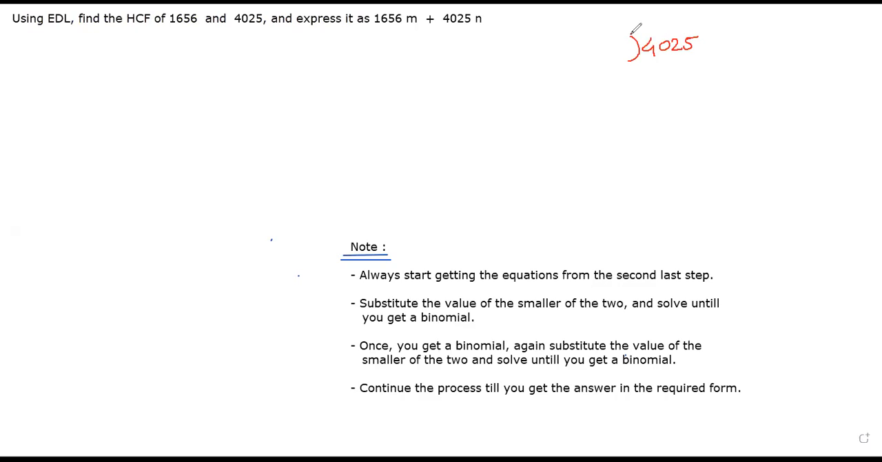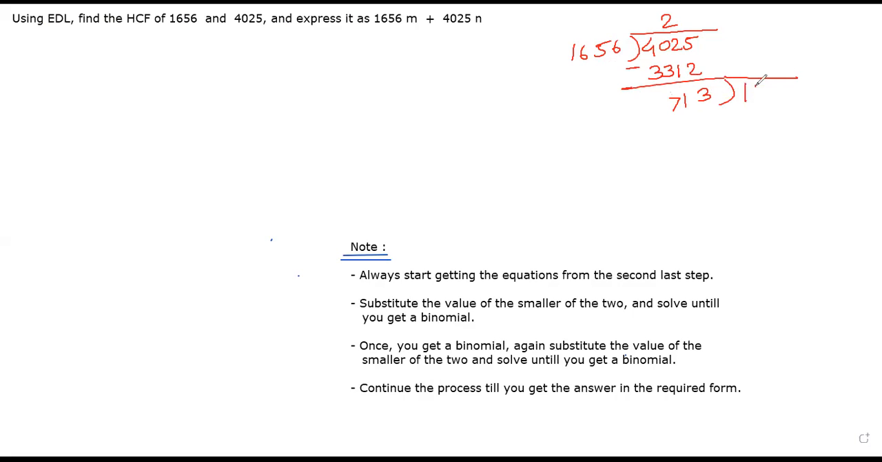4025, you're going to divide by 1656. The smaller number divides the bigger number. 1600 2s are 3200. 2s are 3312. 713 becomes the remainder. The remainder is not equal to 0, so the division continues. The remainder will now divide the smaller number.